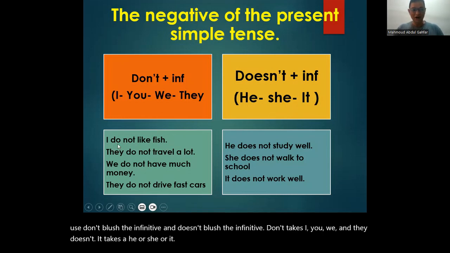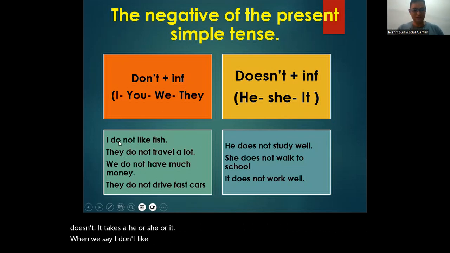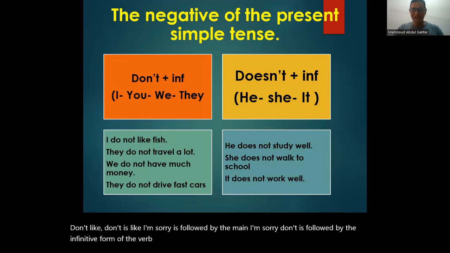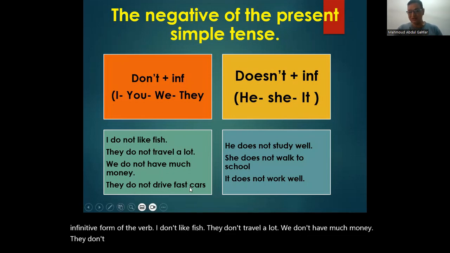When we say, I don't like fish, don't is followed by the infinitive form of the verb. I don't like fish. They don't travel a lot. We don't have much money. They don't drive fast cars.